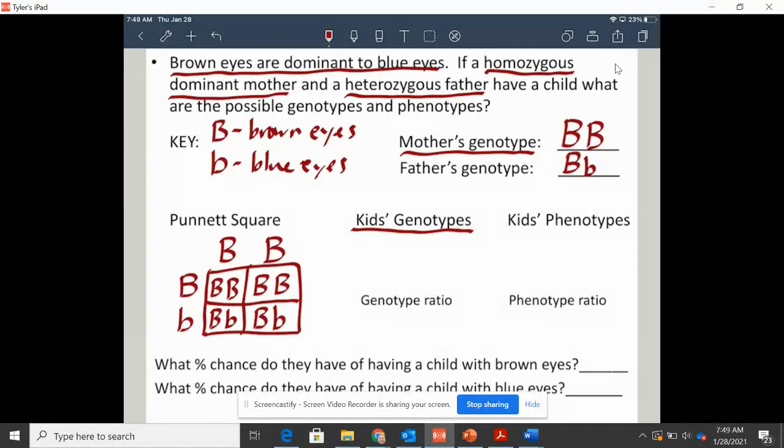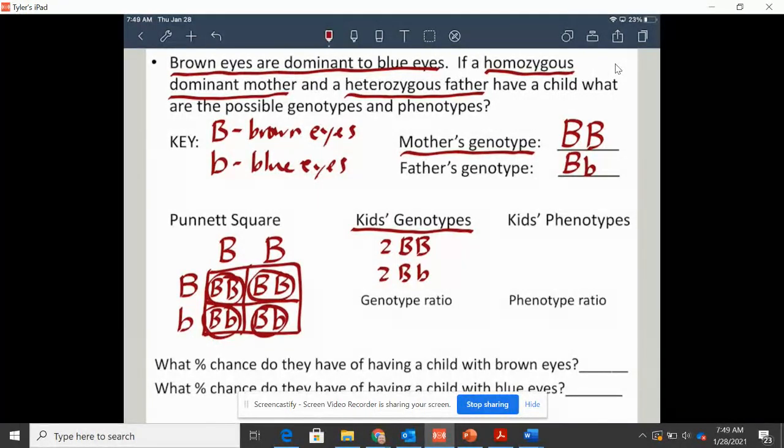Okay? So the genotype, my most dominant genotype is this capital B, capital B. I've got 2 of those, so I'm going to write 2, big B, big B. And then my next most dominant genotype is this one, big B, little b. I have 2 of those, 2 big B, little b's.